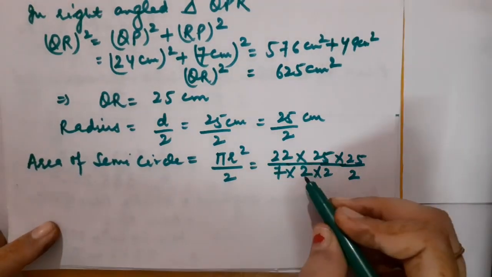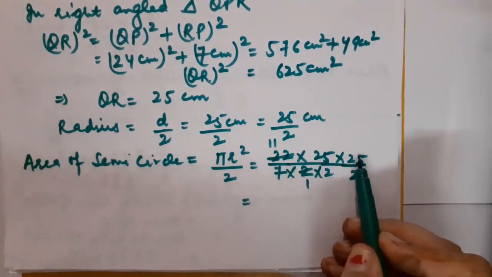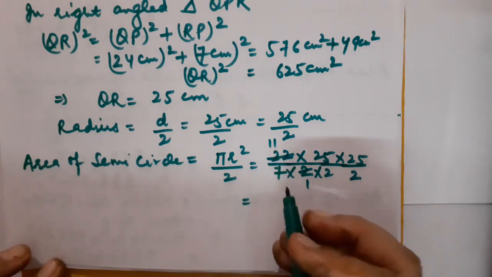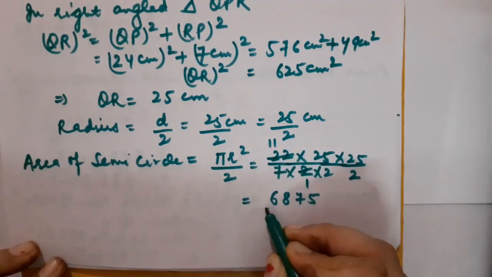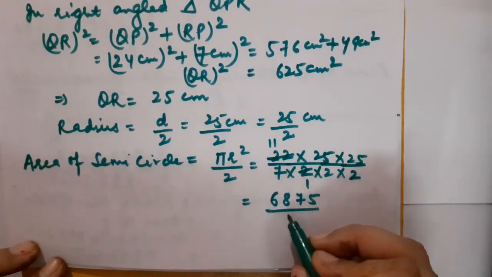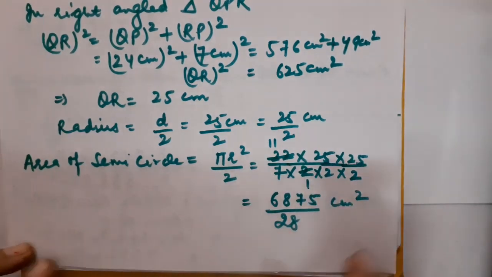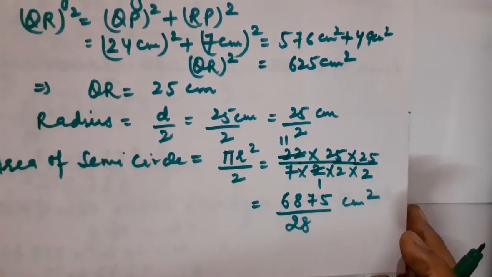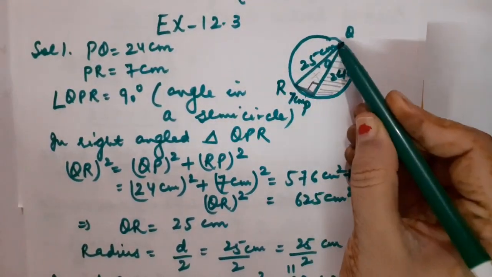Now let us cancel. 2 ones are 2, 2 11s are 22. 25 into 25, I have got 625. 625 into 11 is 6875 upon 7 2s are 14, 14 2s are 28. This is 28 square centimeter. Children, this you have calculated the area of the semicircle. Look, this is complete semicircle.